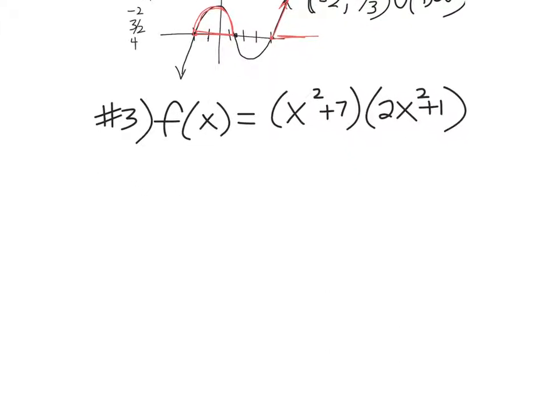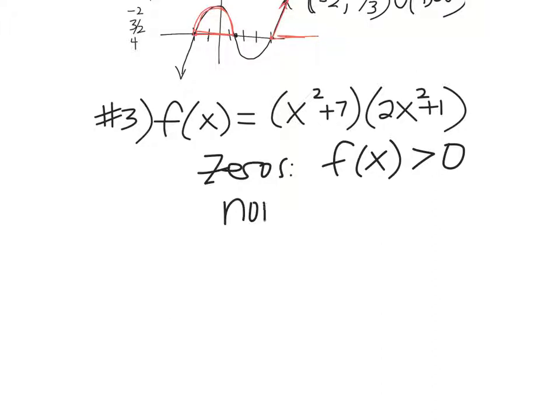All right, so you get something like this. This is a 4th degree polynomial with a leading coefficient that's positive. I try to find the real zeros, and what happens? There aren't any. And we're trying to find out when f of x is greater than 0. So the real zeros of this, there are none at all.